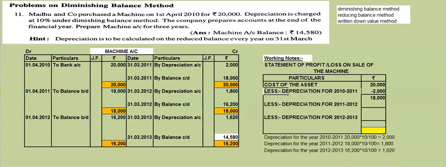Depreciation we have calculated. Because it is a reducing balance method, every year you have to find the depreciation on the reduced value. So second year also we have done that calculation. How are we finding depreciation in the second year? Depreciation for the year 2011-2012 is 18,000 into 10 by 100. That we got 1800. So 1800 is the depreciation for the second year.